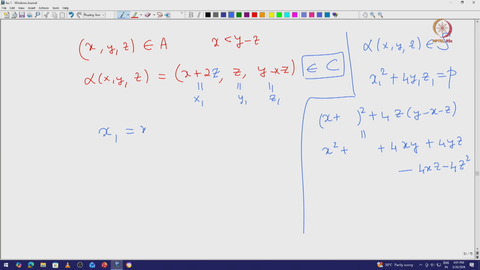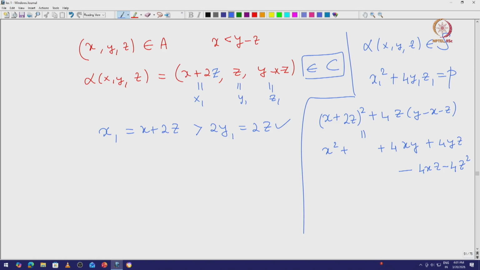So x1 is x plus 2z, and if we want it to be inside C, then x1 should be greater than twice y1, which is 2z, which is true because x plus 2z is greater than 2z. So, this is true. So, the only thing we need to check is this alpha of x y z is again an element of capital S.